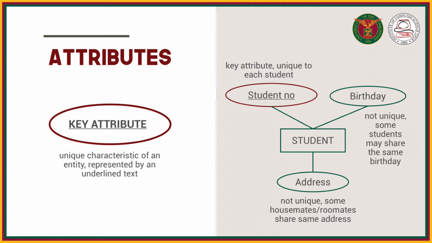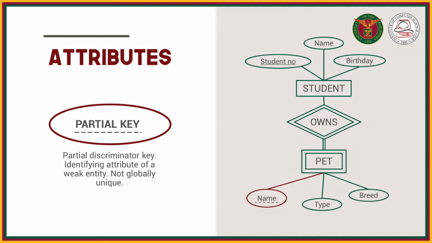And then we have a special type of attribute that we call the key attribute. This is the unique characteristic or identifying characteristic of an entity. This is represented by an underlined text. And in picking the key attribute, we have to make sure that there are no two students sharing the same attribute. So for this example, some students might share the same birthday, and some students might share the same address, but no two students share the same student number. So in picking the key attribute, it has to be always unique. All strong entities need to have a primary key.